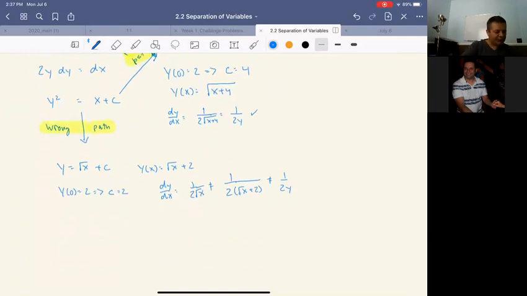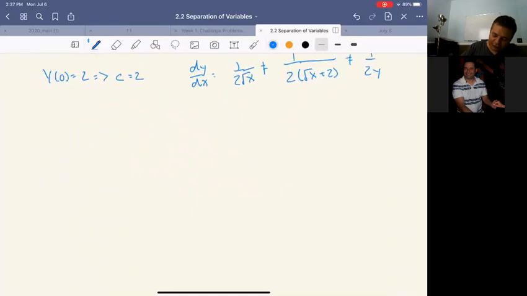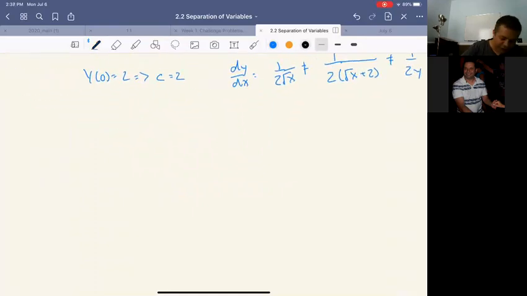All right, let's do some more examples. This is a differential equation, number 16 in your text. And it is dy over y plus y e to the cosine x sine x dx equals 0.